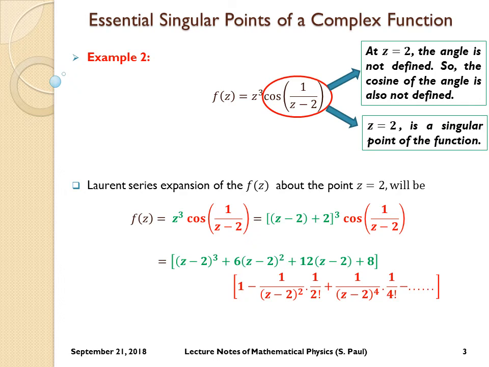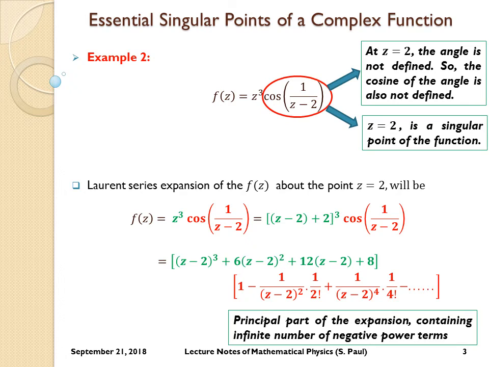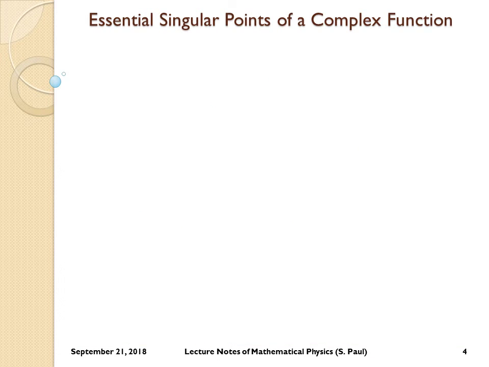And it is very much clear from the expansion itself that the principal part of the expansion will contain an infinite number of negative power terms of z minus 2. Therefore, we can say that z equal to 2 will be an essential singular point of the given function. So next we will calculate the residue of the function at the singular point z equal to 2.